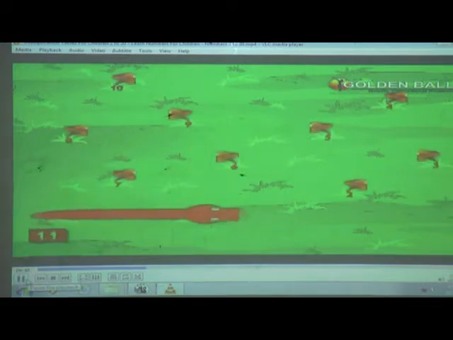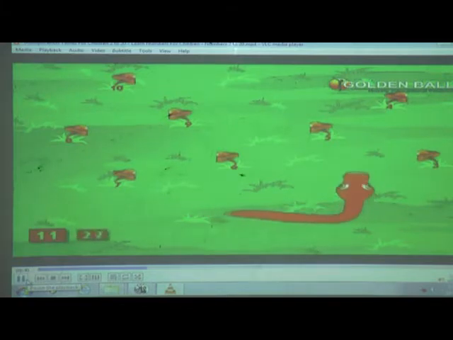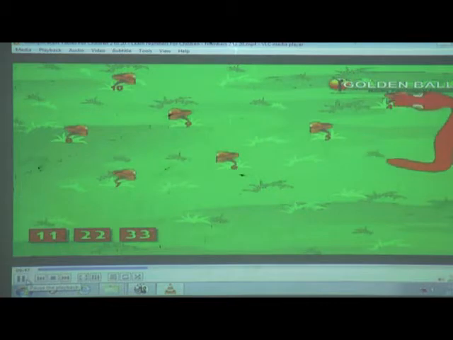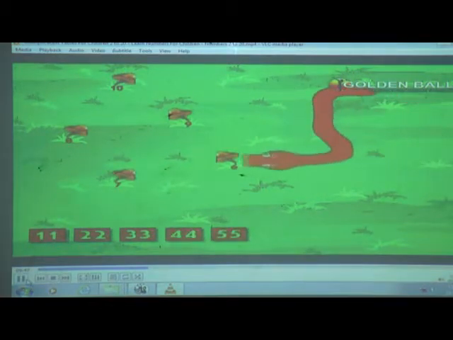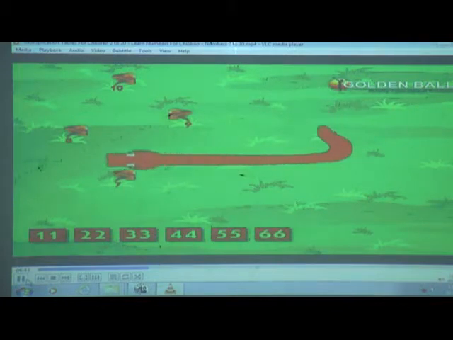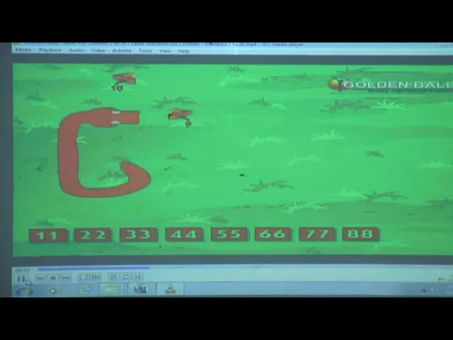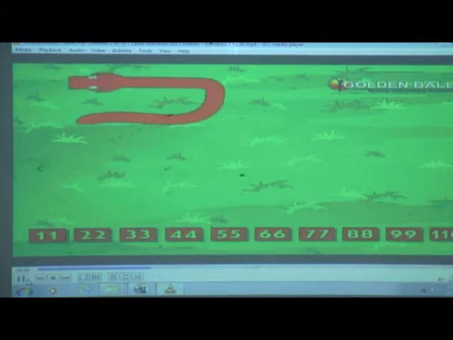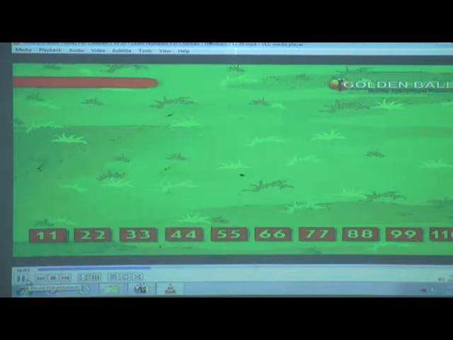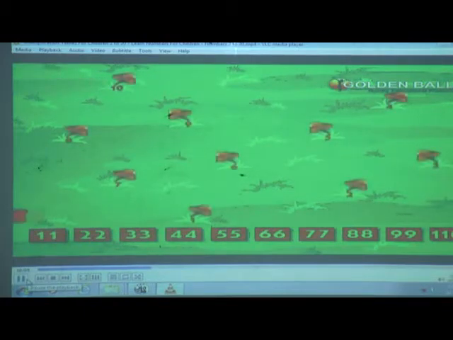11 ones are 11, 11 twos are 22, 11 threes are 33, 11 fours are 44, 11 fives are 55, 11 sixes are 66, 11 sevens are 77, 11 eights are 88, 11 nines are 99, 11 tens are 110. Join me! 11 ones are 11, 11 twos are 22.